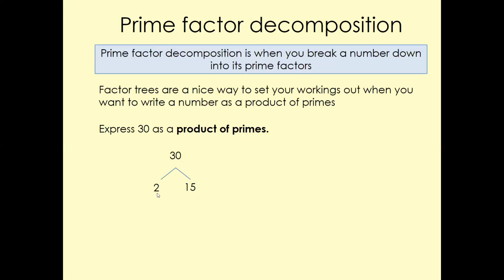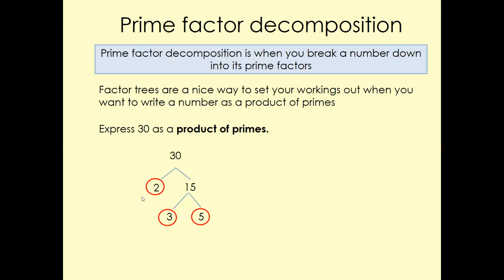Now 2 is a prime number, so you can't break it down further. Let's have a look at 15 and see if you can divide 15 by 2 or not. Now you can't divide 15 by 2 because that's an odd number. So let's try dividing it by the next prime number, which is 3. So 3 times 5 is 15. Now 3 is a prime number and 5 is a prime number, so you cannot break them down further. So we are nearly there. So that shows your working out.